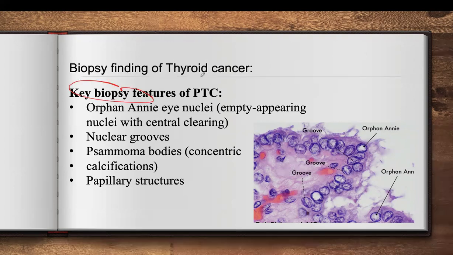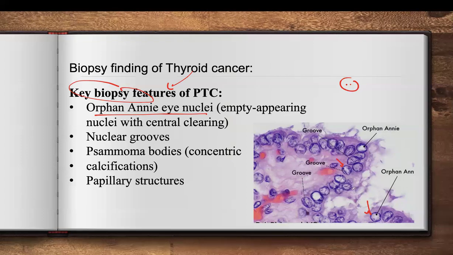When you do a biopsy of this papillary thyroid cancer, there is a specific pattern that we get. We get these Orphan Annie eye nuclei. So what are Orphan Annie eye nuclei? You can easily find them here. It looks like an eye, like this. This is called Orphan Annie eye nuclei, which is very commonly found in these patients.